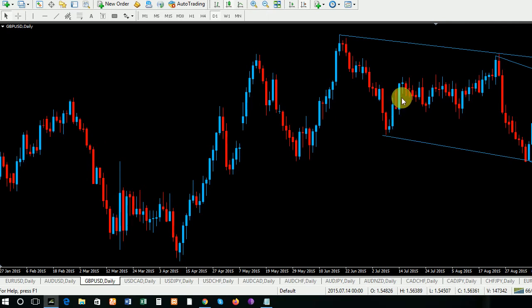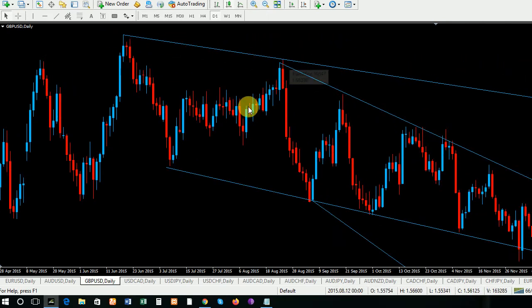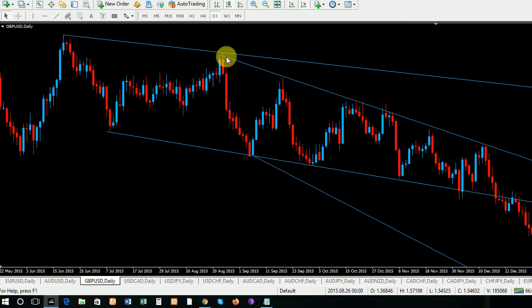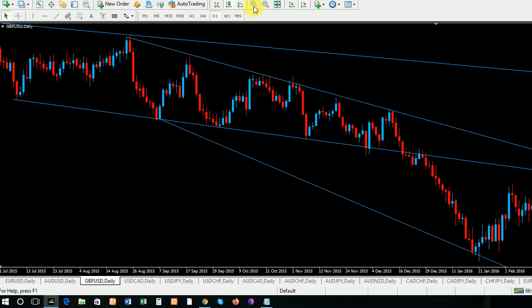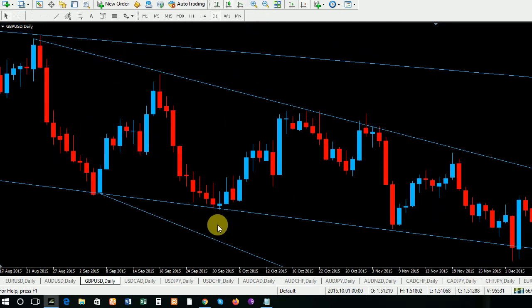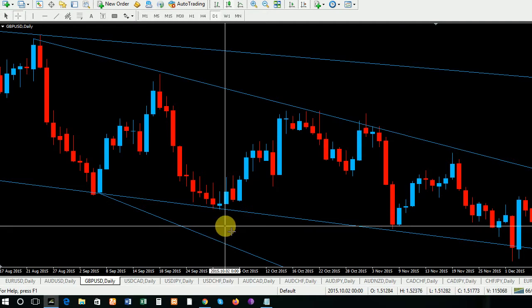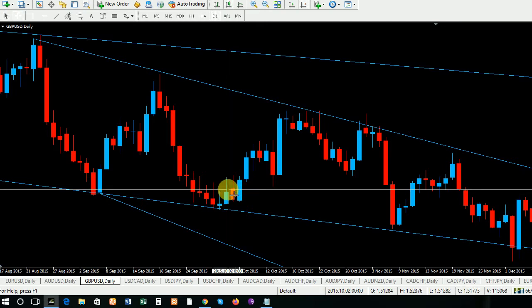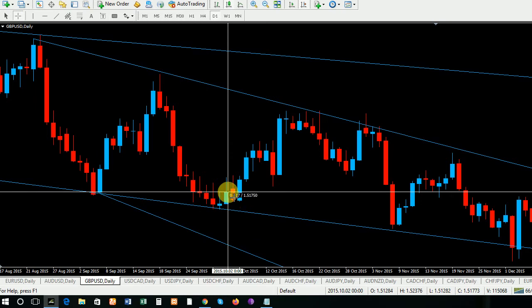We have to look for a channel line touch: first touch, second touch, and for entry confirmation we have to find the third touch. Here is the first touch, second touch, and not found here a second touch in this trend line, and we got first touch, second touch, and here we got a third touch for entry confirmation. Now we found a bullish pin bar, and then an engulfing candlestick. So we can start from here. We'll enter here, and the stop loss will be here.